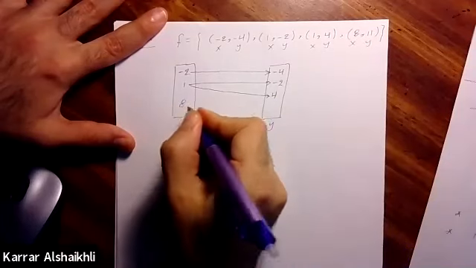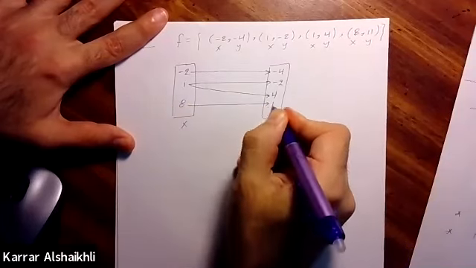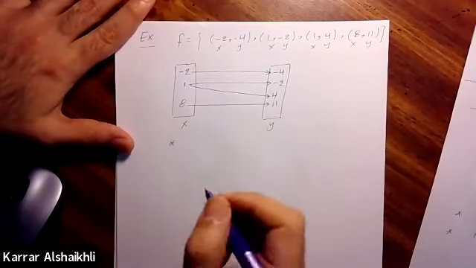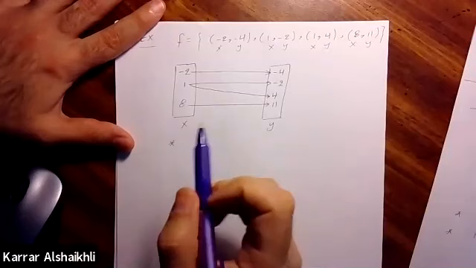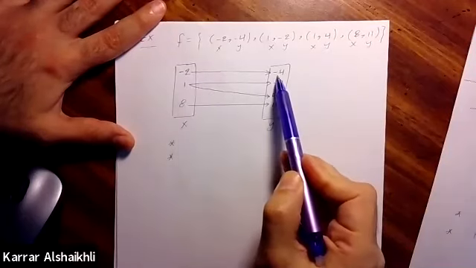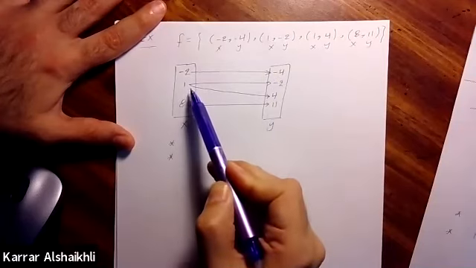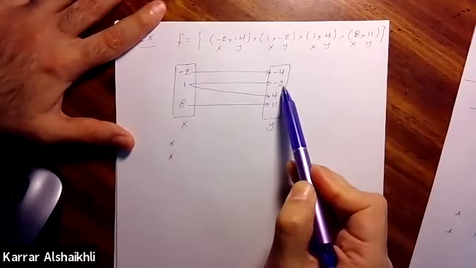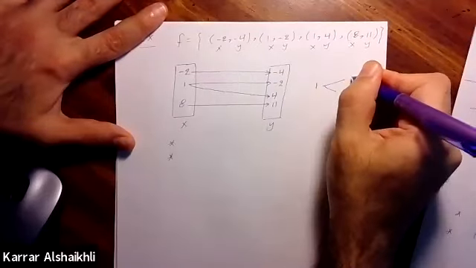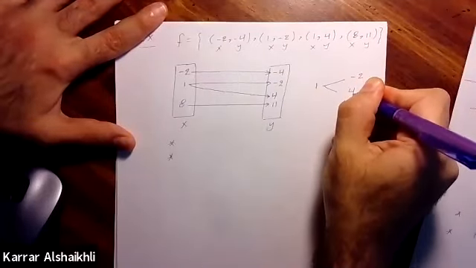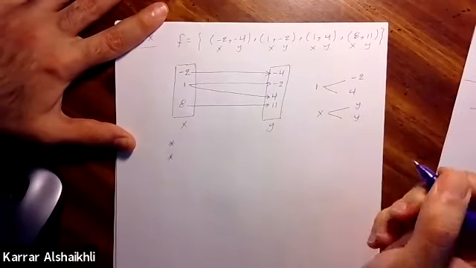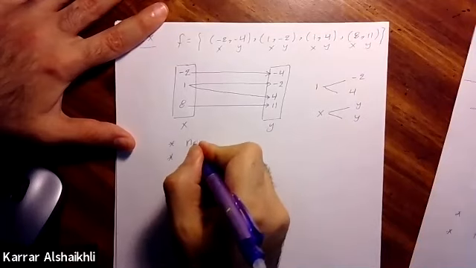And 8 goes to the 11. Now let's check the first condition. The first condition is a function. So -2 goes to one place, which is -4. 1 goes to -2 and 4. So 1 goes to 2 places, which is -2 and 4. That means I have 1 x goes to 2 y's. So I'm just gonna say this is not a function.